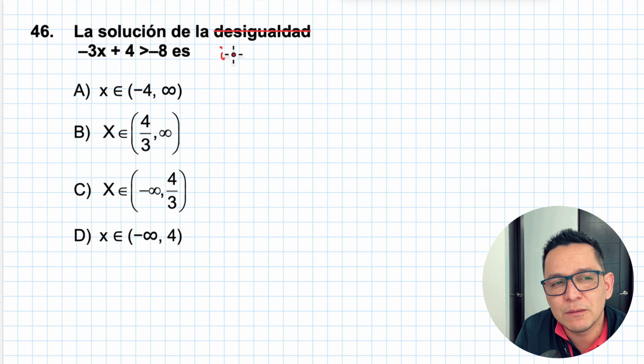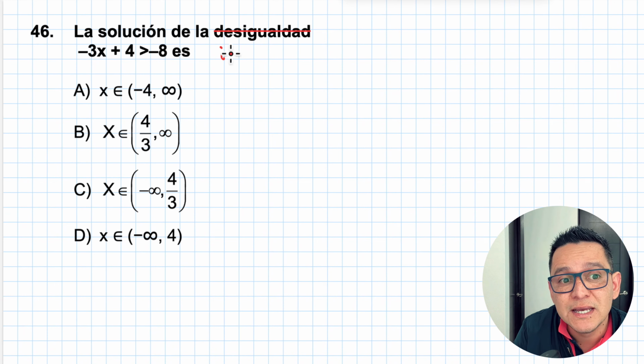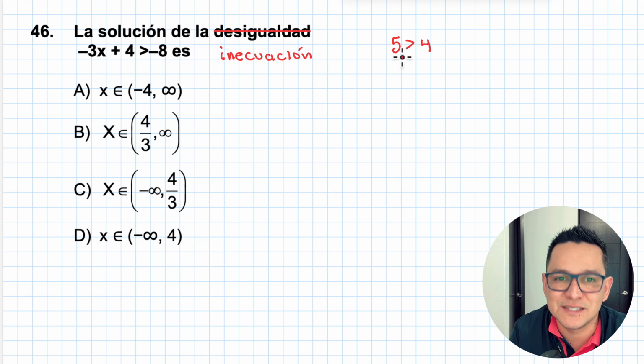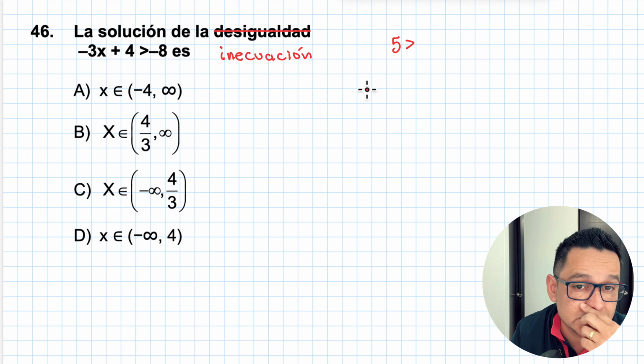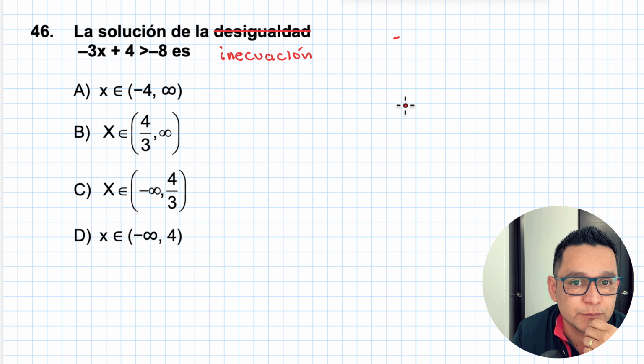But, specifically speaking, when we're going to find the value of x in an expression like this, we're actually talking about an inequation. So, I'm going to correct it here, because this really is an inequation. It would just be an inequality if I had, for example, 5 greater than 4, that would be an inequality. But when we have, I insist, some variable, or an unknown, then we're talking about an inequation.